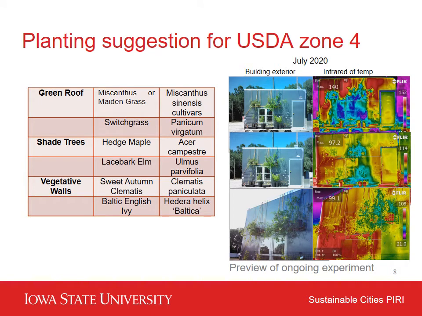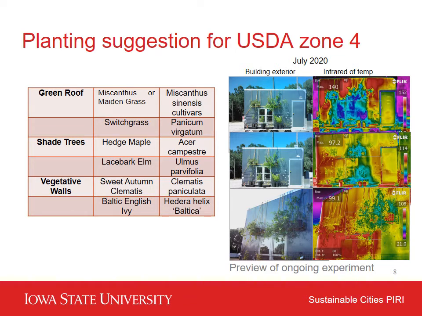And the landscape architecture students also prepared here, as you see, some planting suggestions for the green roofs, for shade trees, and for vegetative walls. These are grasses for the roof, shade trees, and various vegetative surface materials which can grow along a building wall.